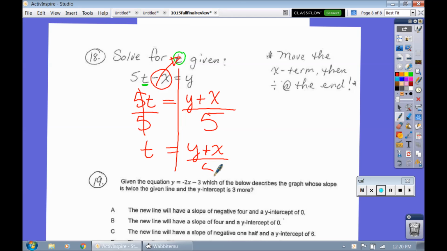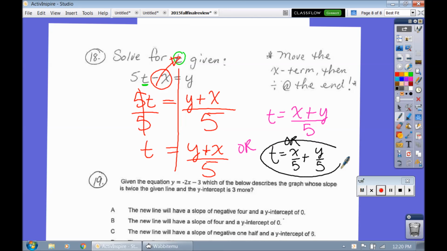Now that can also be written as t equals x plus y over 5. And we can also split that up if we wanted to. We could say t equals x divided by 5 plus y divided by 5. So any of those three answers could work. Chances are they're going to use the one in pink, the t equals x plus y divided by 5.